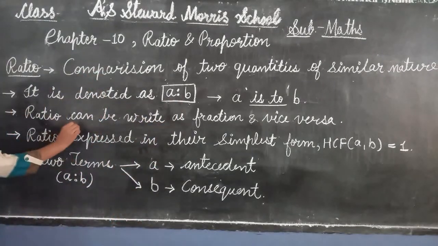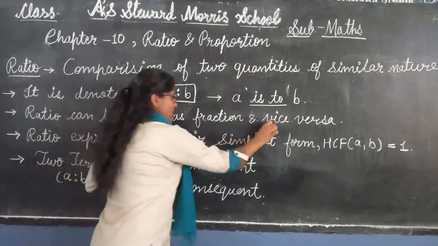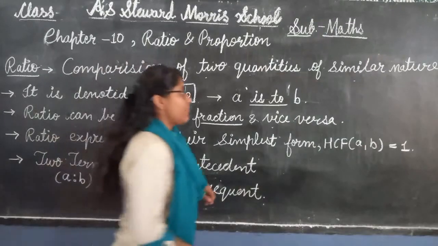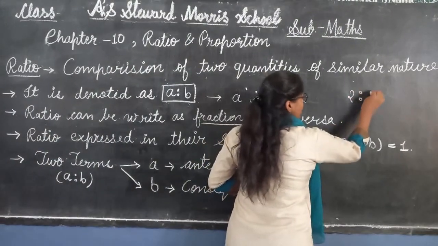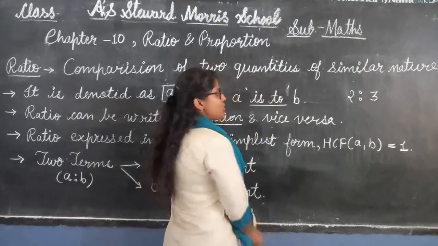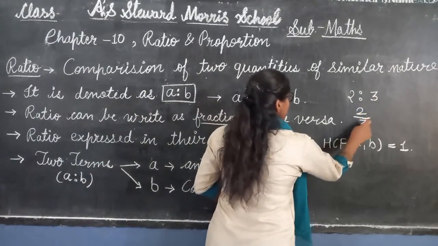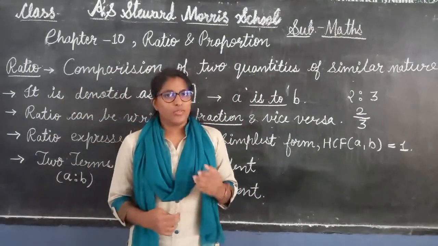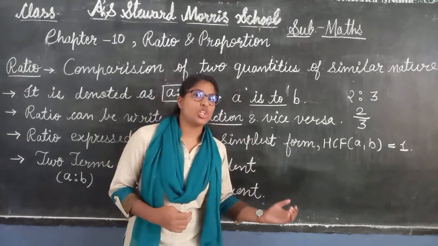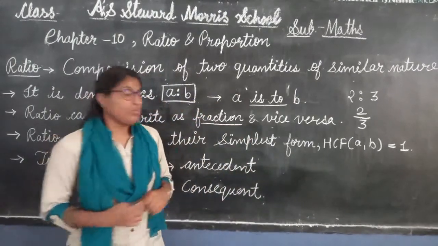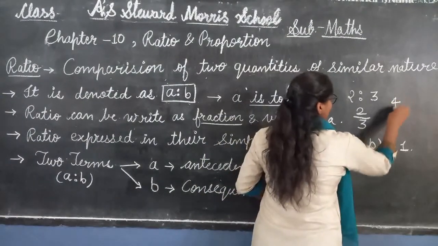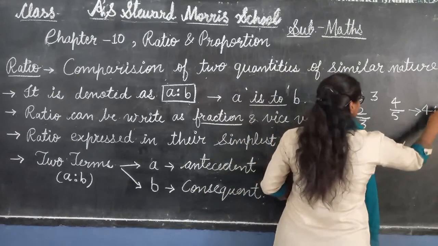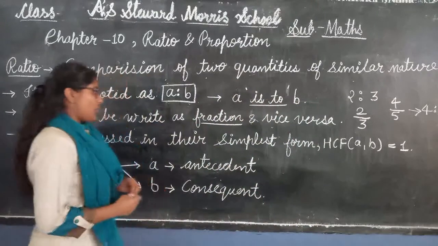Now, ratio can be written as fraction and vice versa. Ratio can be represented in the form of fraction also. Just like if we are speaking, ratio is 2 is to 3, in that situation we can write this 2 is to 3 as 2 upon 3 also. The fraction also can be represented in the form of ratio. If any fraction is written 4 upon 5, you can convert and write that one as 4 is to 5. Got it?